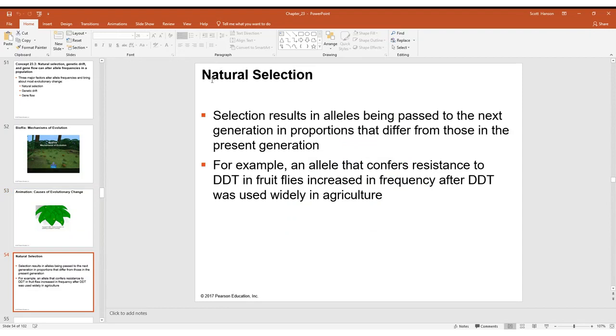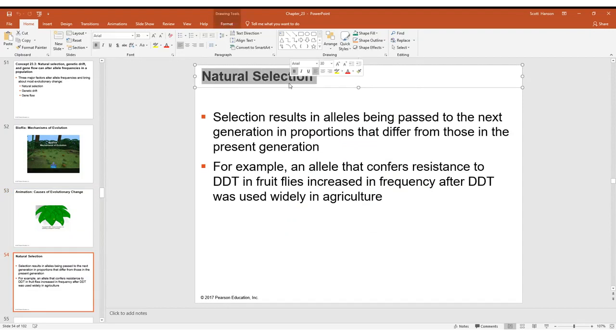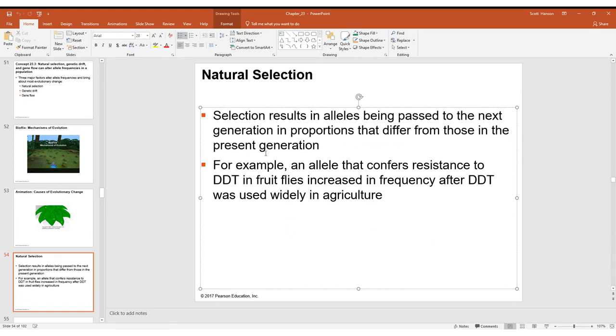So basically then, going over a little bit more natural selection. Natural selection basically results in alleles being passed on to the next generation in proportions that differ from those in the present generation. So if there's natural selection acting on certain alleles, then it's going to change the proportion of those alleles in the next generation, and probably a number of future generations.